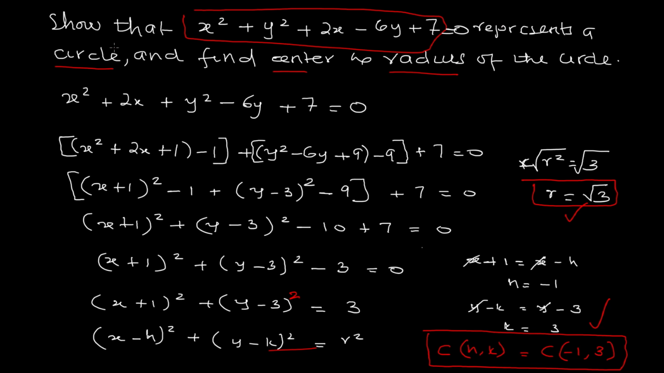Is this a circle? Yes. What is the center? Minus 1, comma 3. And then what is the radius? It's the square root of 3.